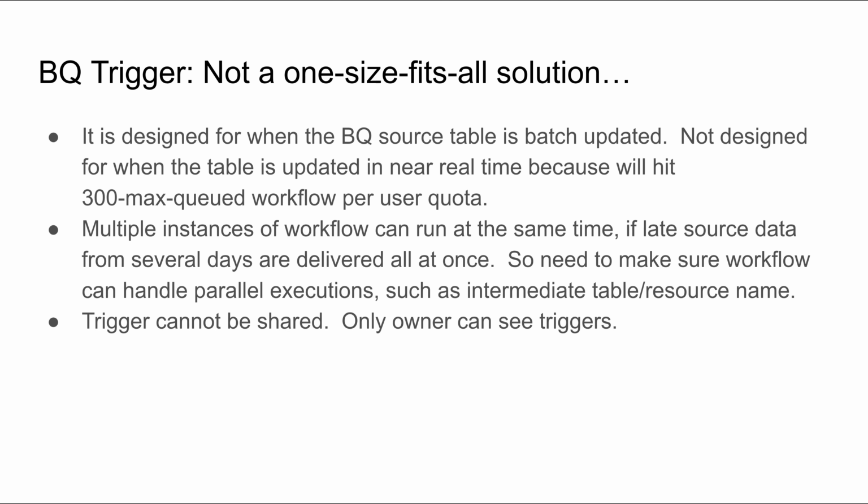And multiple workflow instances can run at the same time. So for example, if the source data is late multiple days and they're being delivered all at once, then the workflow will kick off for all those days at once. So you need to make sure that your workflow can handle that. For example, if your workflow uses any intermediate tables or resources, you need to make sure that the names are unique. And lastly, triggers cannot be shared, so only the owner can see triggers.